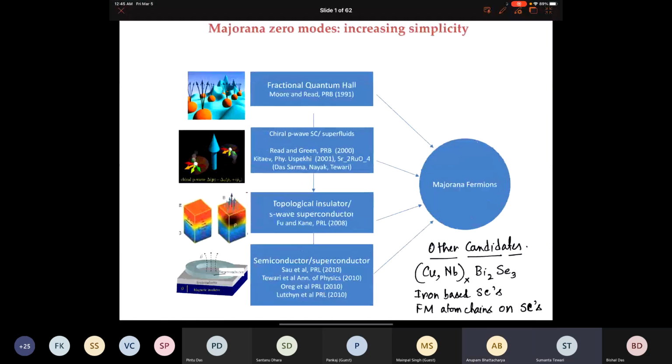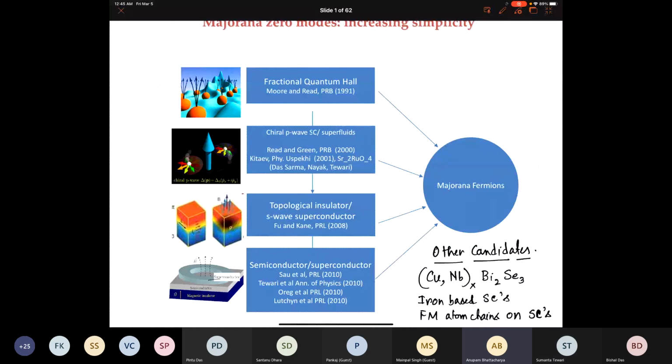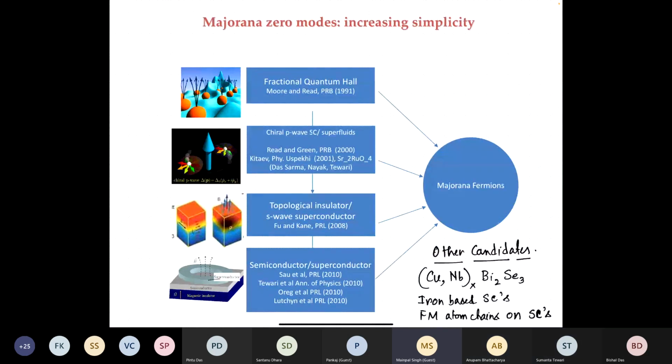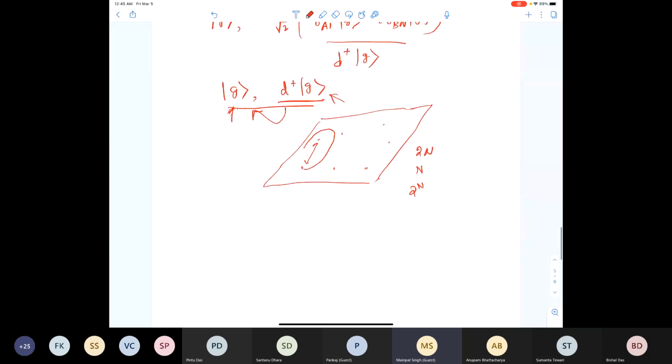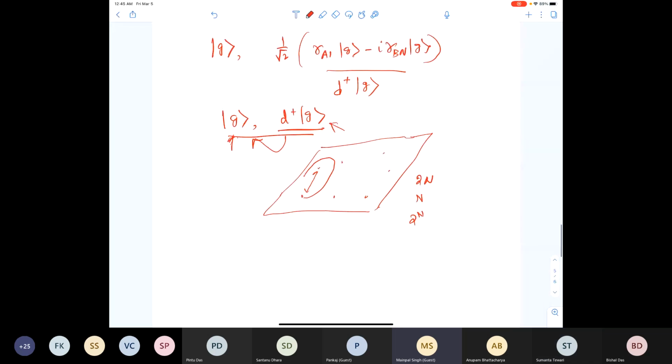Sir, Manipal Singh has a question. Sure, you may please ask. Yes, go ahead. Good morning, sir. I have a question, sir. Yes, go ahead. Sir, the state G and d dagger G.